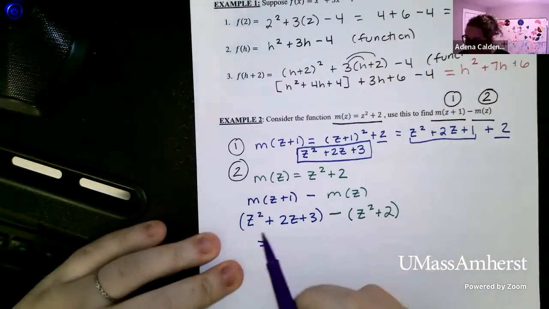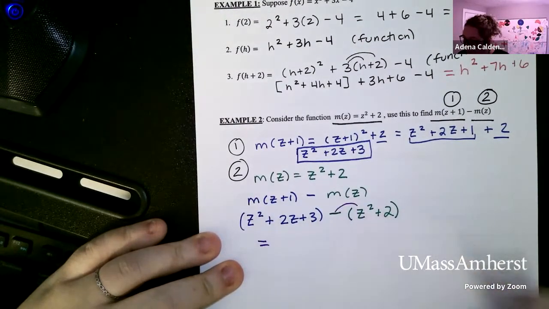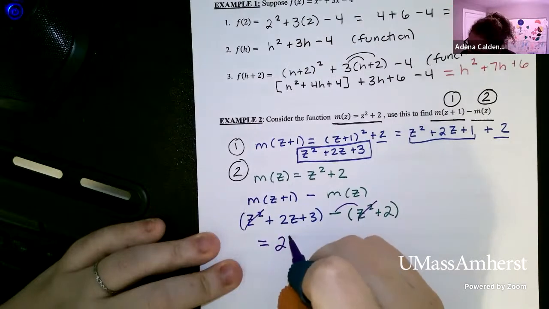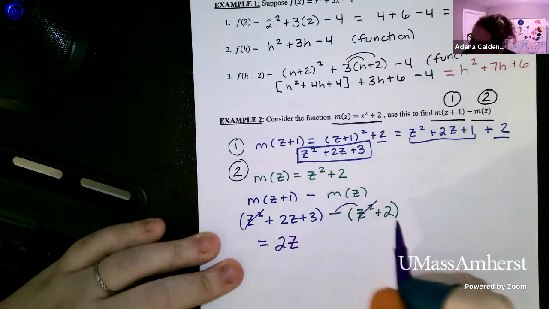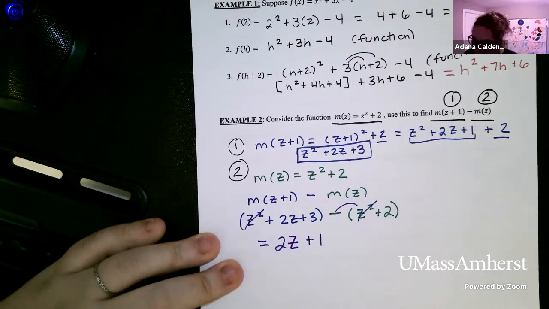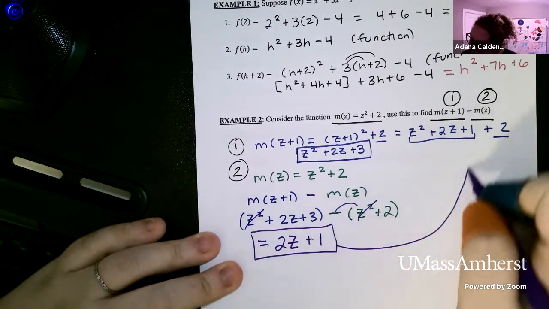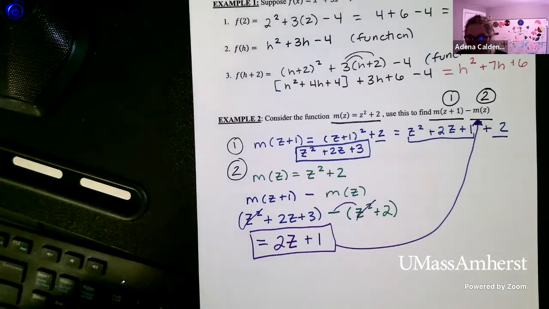So I start with the z squareds. I have a positive z squared and then a minus z squared. So those are going to cancel. Then I have 2z as the only z term. And then I have 3 minus 2. So 3 minus 2 is going to leave me with a 1. So my final answer to the problem presented is 2z plus 1.